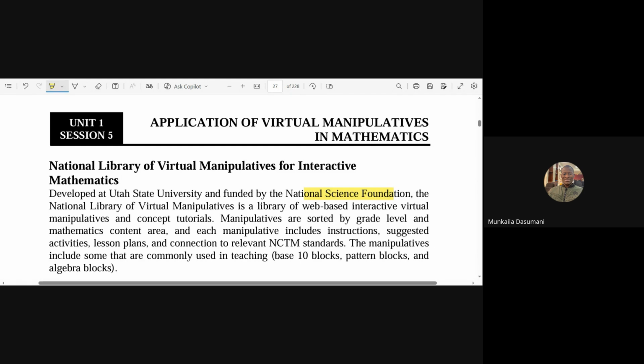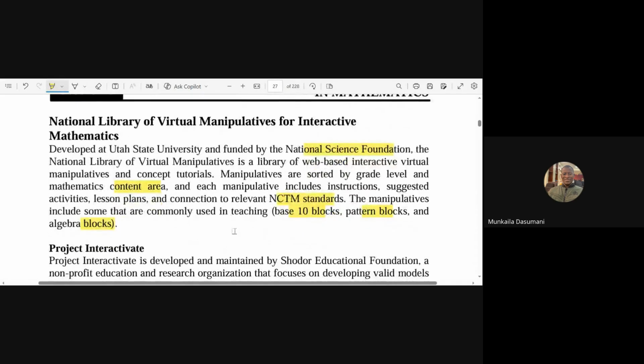The National Library of Virtual Manipulatives is a library of web-based interactive virtual manipulatives and concept tutorials. Manipulatives are sorted by grade level and mathematics content area. So it's very good for you, and each manipulative includes instructions, suggestions, activities, lesson plans, and connections to relevant NCTM standards. The manipulatives include those commonly used in teaching, like the base 10 blocks, the pattern blocks, and the algebra blocks. So that's what they have developed.